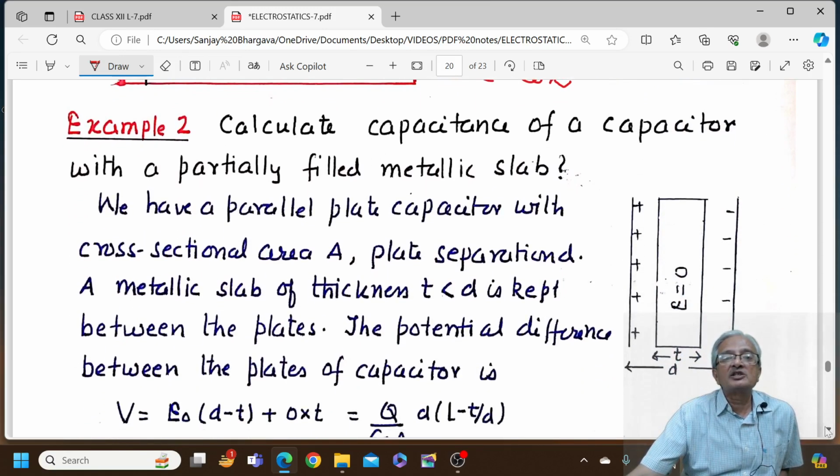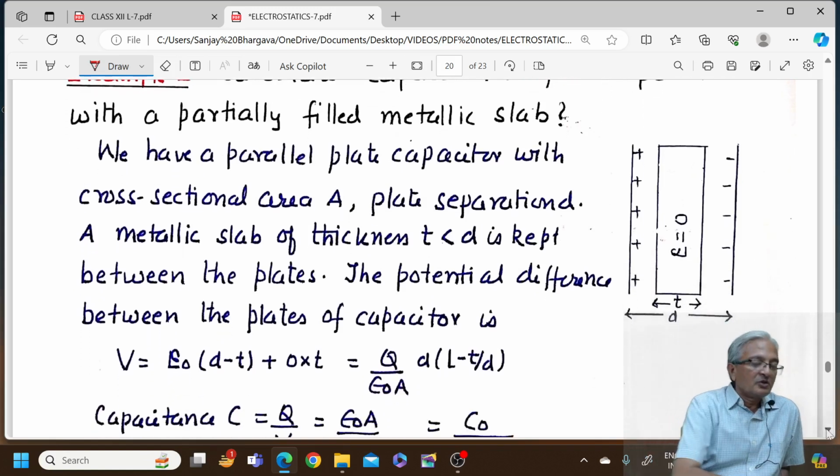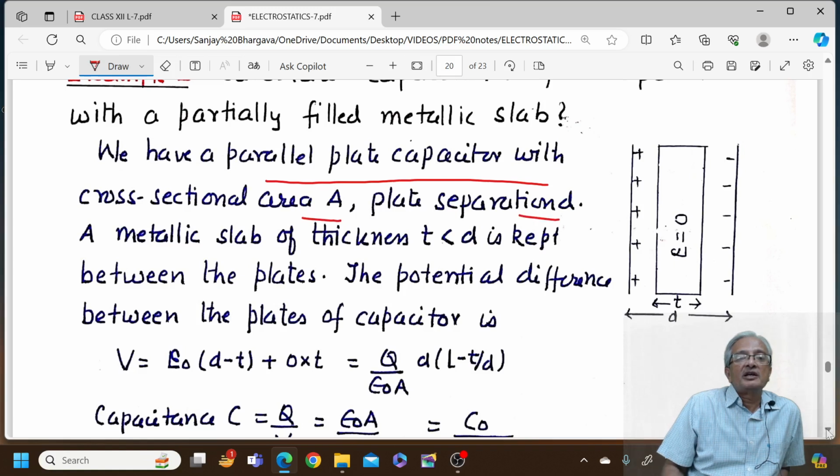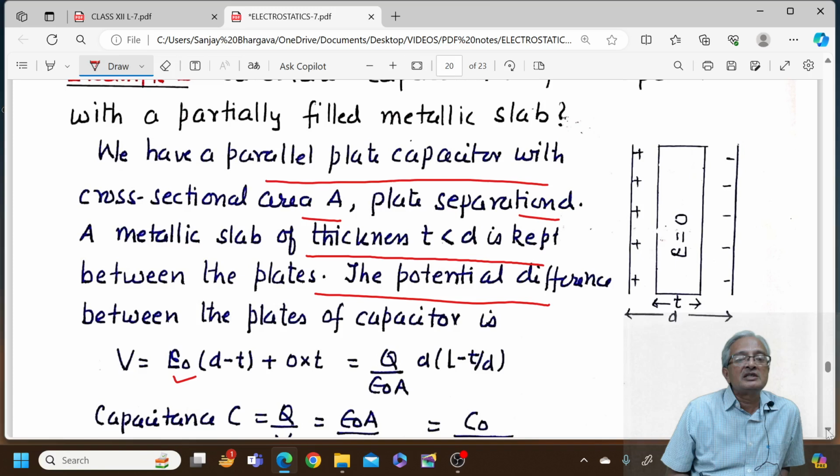Calculate the capacitance of a capacitor with a partially filled metallic slab. So we have a parallel plate capacitor as usual with the cross-sectional area A and plate separation D. A metallic slab of thickness T less than D is kept between the plates. The potential difference is now given by E0 into D minus T. The electric field inside the metal is supposed to be 0.